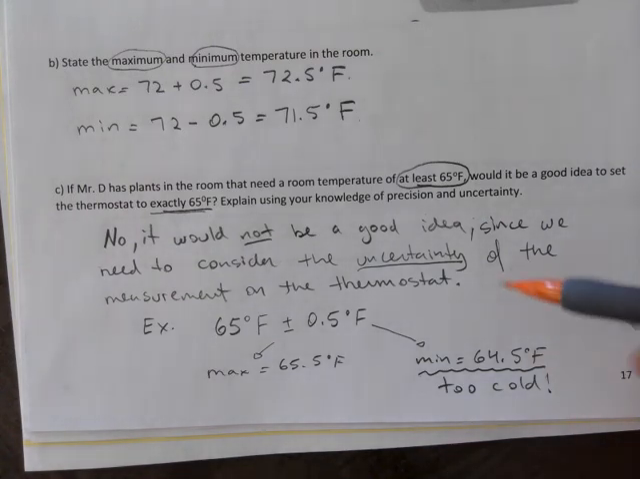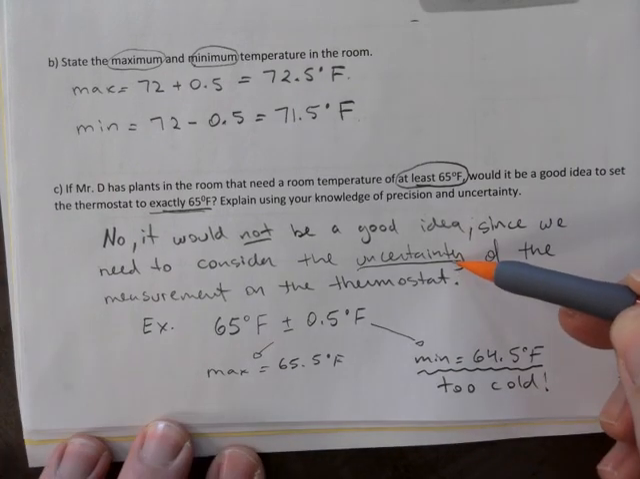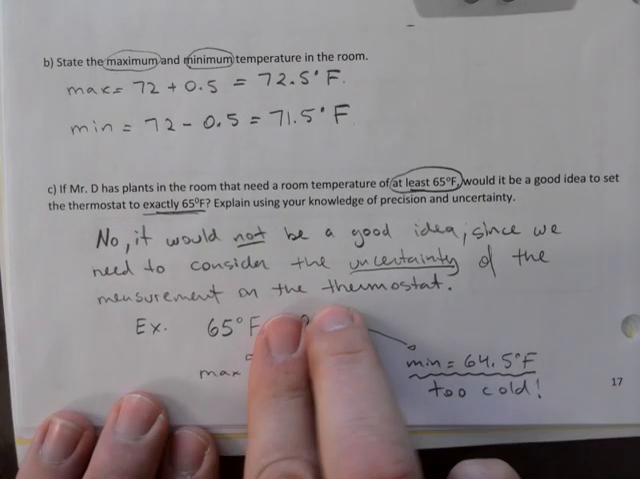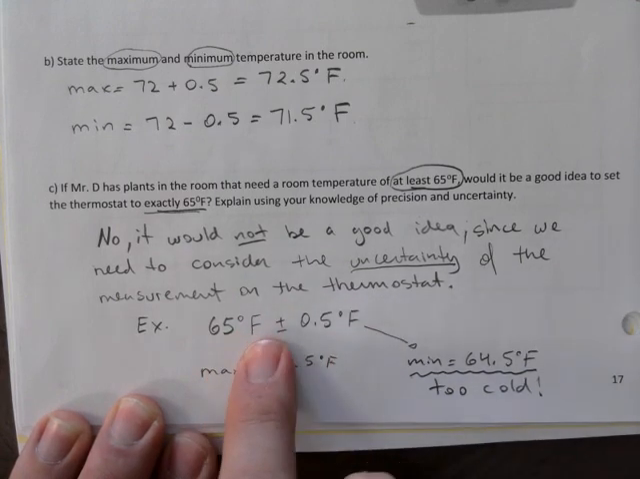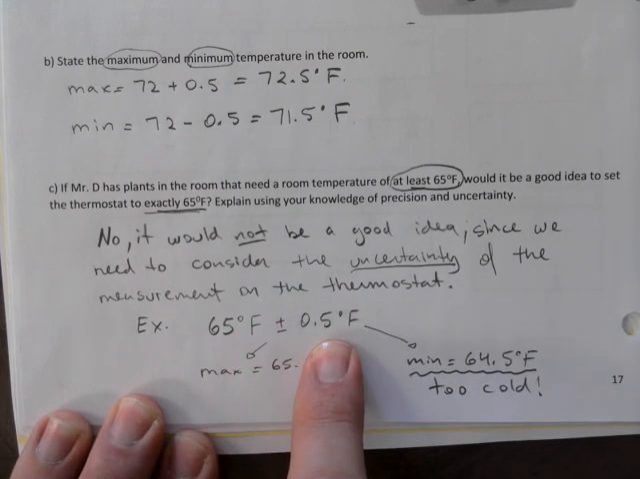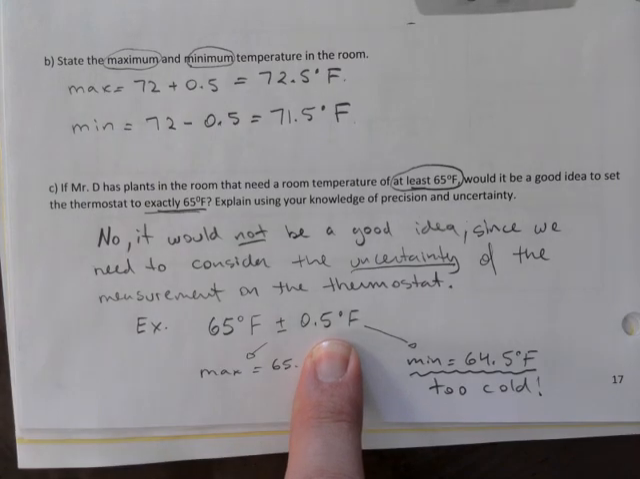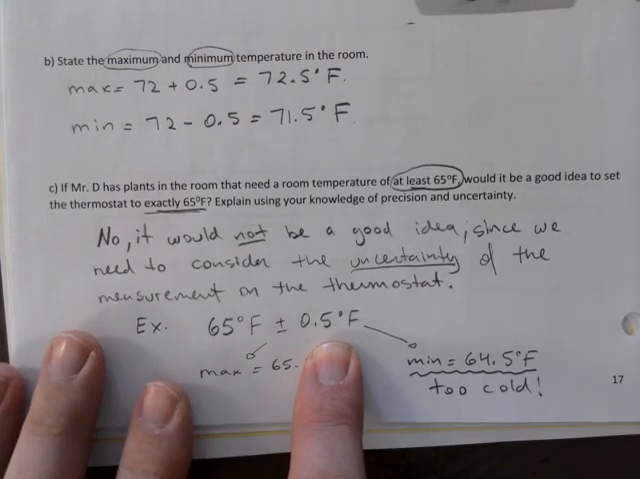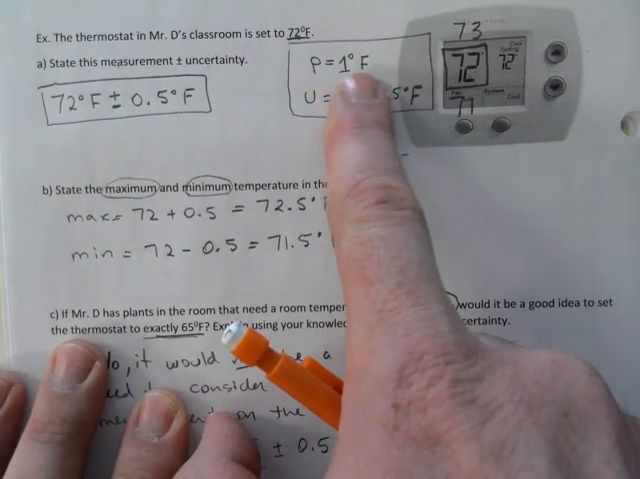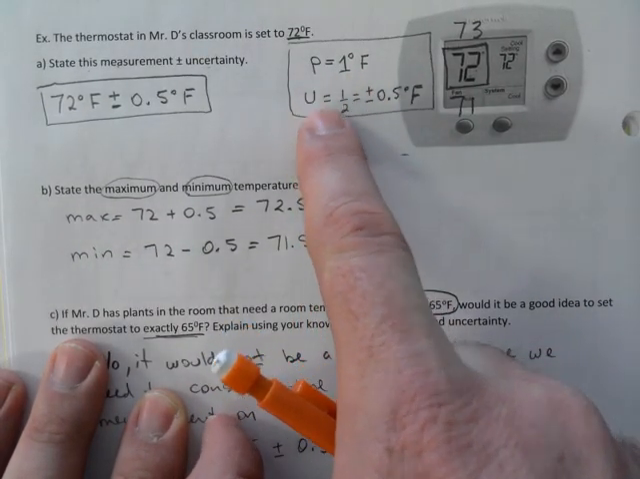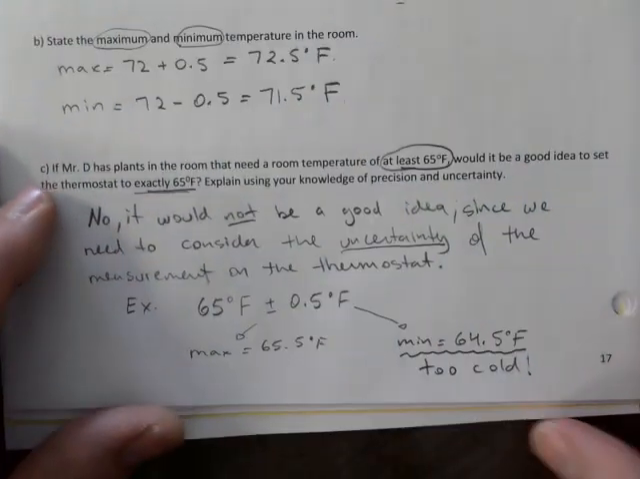Because of the uncertainty, when we read 65, we're actually not reading 65. It could be 65 plus or minus 0.5. Where did we get the 0.5 from again? All the way up by first finding the precision and then splitting it in half. Okay.